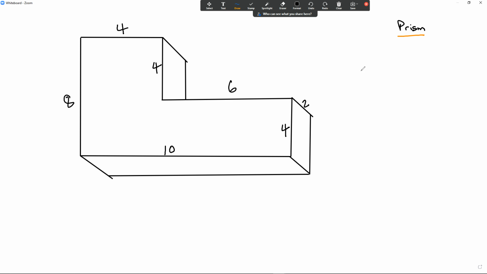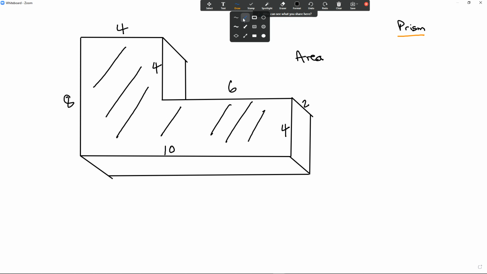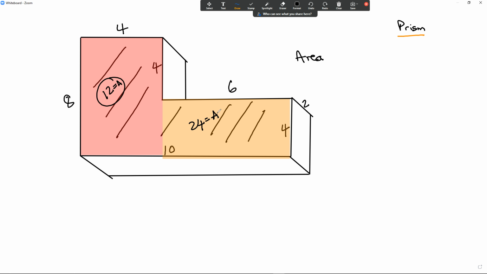If I want to calculate the volume, the first thing I'm going to do is calculate the area of the top. The area of the top will be given by breaking it up into 2 parts. 4 times 8, which will get me 12. The remaining part over here is going to be 6 times 4, which is 24. Only take what you need from there; you don't need the 10. So for the first pink one, you did 8 times 4? It's 32. You're right, that's not 12, that's 32.